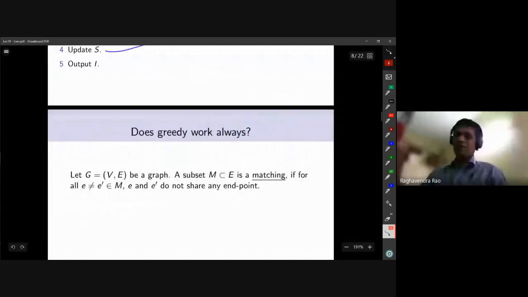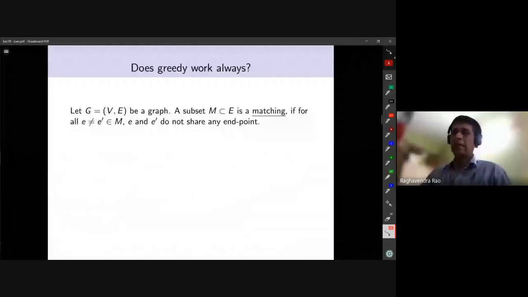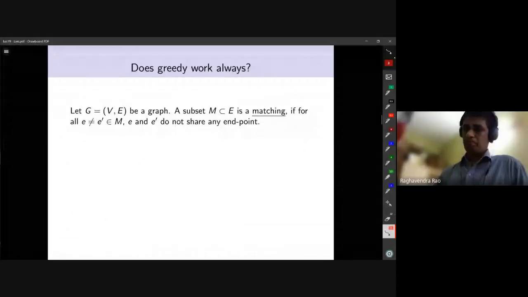Now I'll give an example where the greedy approach fails. So far we have seen scheduling as well as storing files, and we also know that minimum spanning tree works. We'll be discussing it after two lectures or so. Let's consider the following problem: computing a maximum size matching.